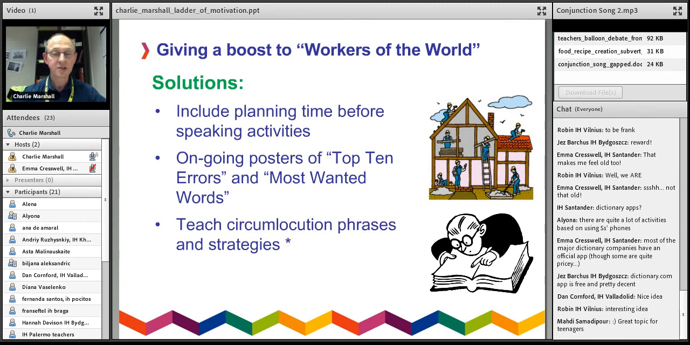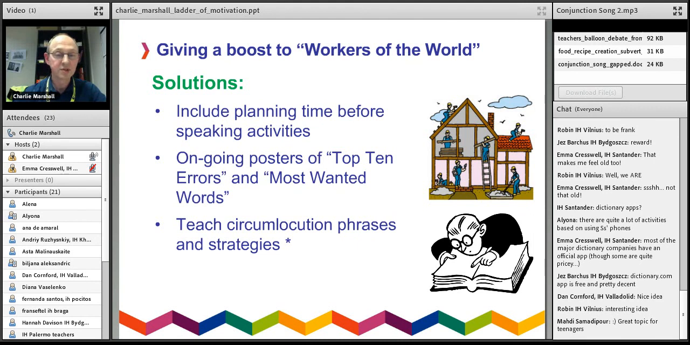Another idea is to teach circumlocution phrases, or phrases and strategies for saying things when they don't know what to say, because there are phrases that native speakers use. You only have to listen to politicians who smoothly say 4 or 5 phrases while they're desperately trying to construct their arguments in their heads.